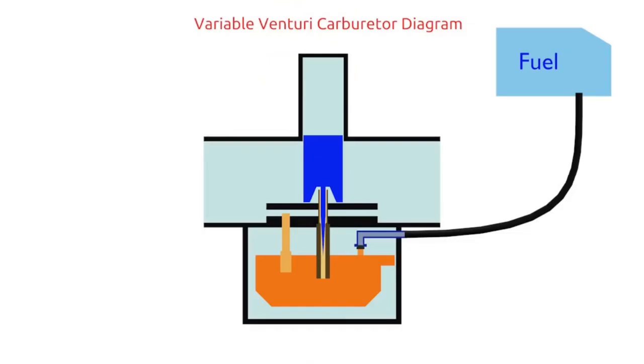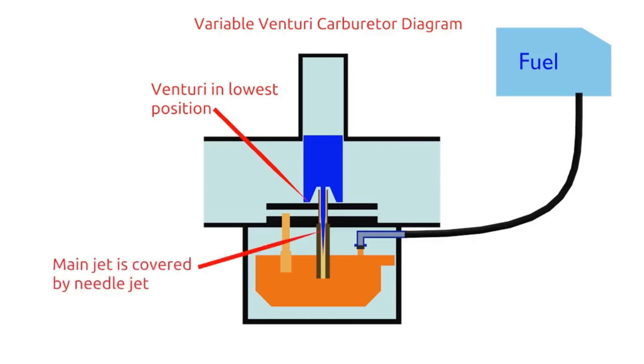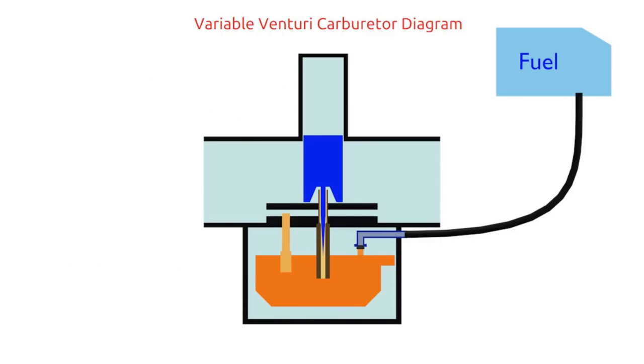So when the engine is idle, the piston is in the lowest position. It makes the venturi very narrow. And the main jet is also covered by needle jet. This condition forces air to flow through the idle air channel and fuel out through the pilot jet.